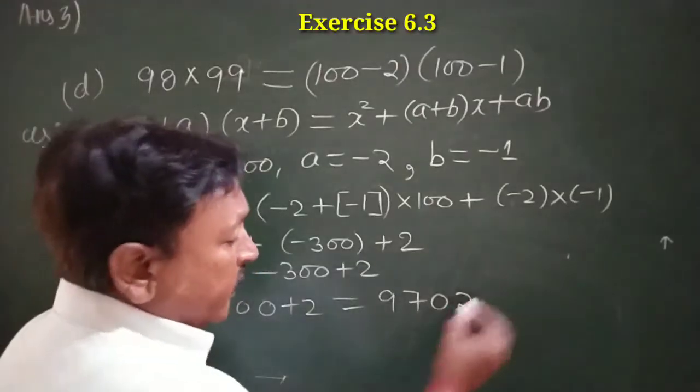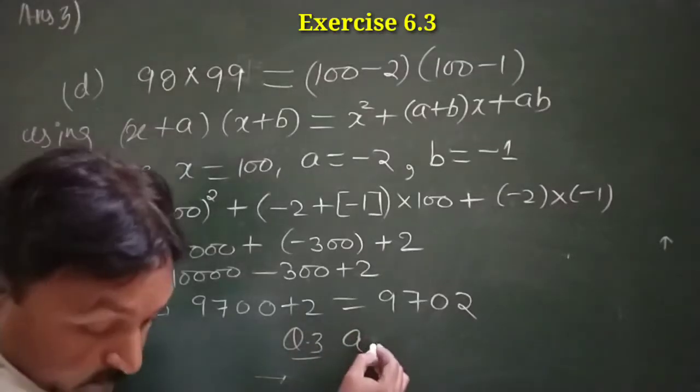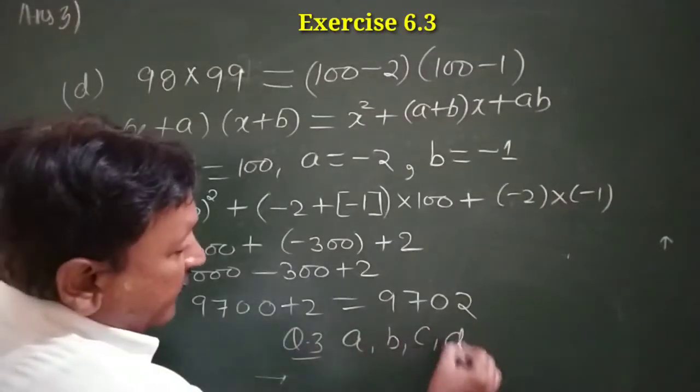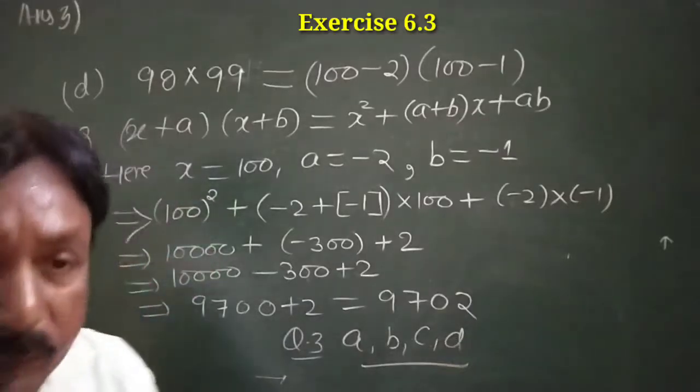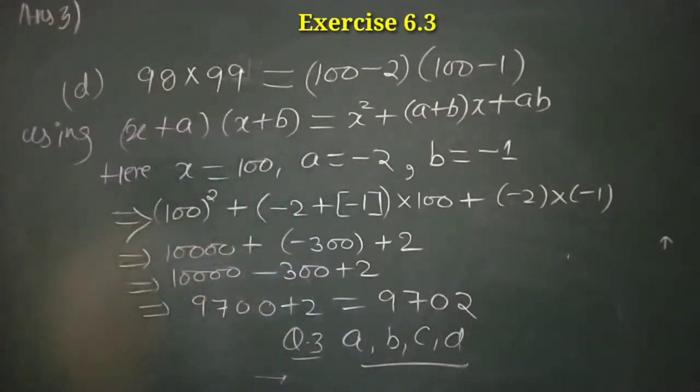Okay, so do question number 3, parts A, B, C and D. From question 3 you have to do only 4 parts, A, B, C, D, in your fair copies. Okay, note it.